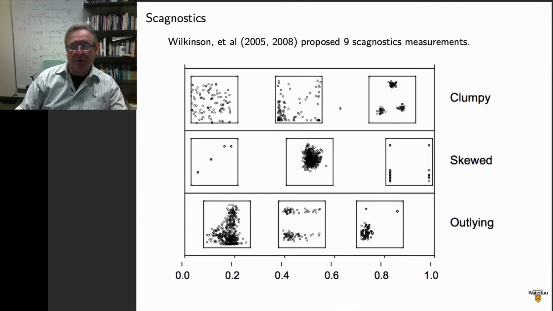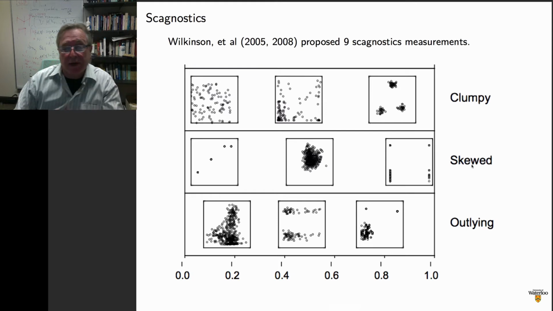Clumpy, looking for groups, again based on runt pruning, which in turn is based on the minimal spanning tree. And skewed, this is looking at the distribution of the interpoint distances on the minimal spanning tree. How skewed is that distribution? It's debatable whether that actually picks up anything interesting. Looks like high and low skewed values are also very interesting, the middling skewed maybe not so interesting. And outlying, whether there are outliers in the data.